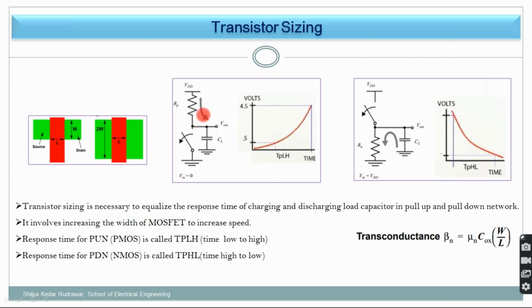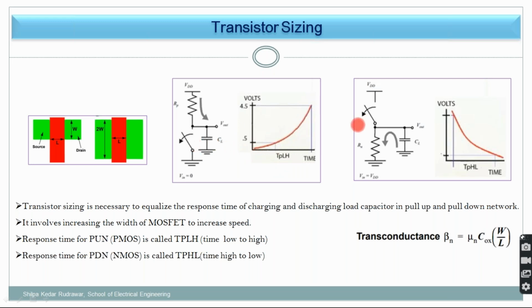Now initially, what is the voltage across the capacitor? That is 0. So it will charge from 0 to what? VDD. Why VDD? Because PMOS passes a strong 1, and that's why here it is written 4.5. If the voltage VDD is 4.5, it will charge up to 4.5. If VDD is 5 volt, it will charge up to 5 volt. There will not be any losses over here. So this is called TPLH. What is TPLH? Low to high, meaning the capacitor is charging from low to high. So TPLH is that time.